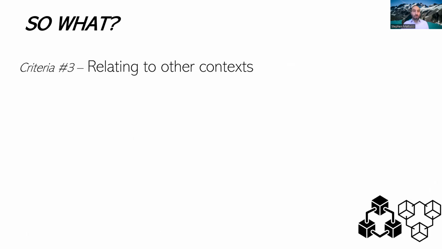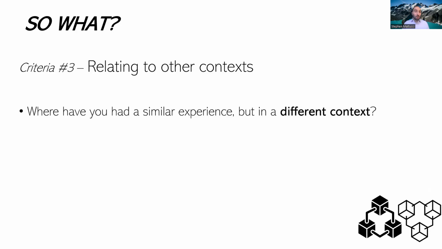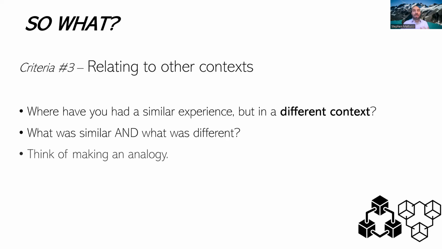So our next criteria, number 3, is relating to other contexts. This is often one of the easier ones, because really what we're looking at is to see, where have you had a similar experience before, but usually in a different context. So whatever happened to you, maybe you got in some argument with a group member, or maybe you did poorly on an assignment, where has something like this happened before, but it was slightly different? What we're looking for here is to identify what was similar and what was different. Think of it like you're making some type of analogy. Oh, when this happened to me, this was similar to when this happened at a different time.